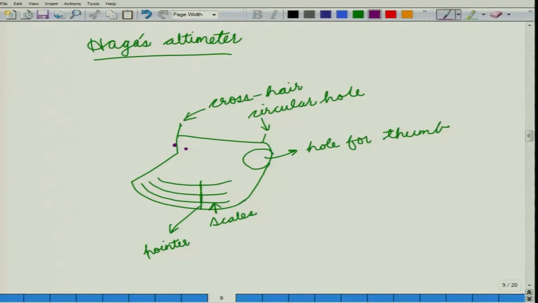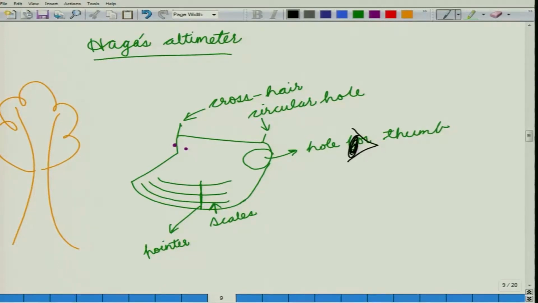Now, how do you take the measurements? Suppose there were a tree somewhere, you need to observe the top of the tree from this side. Suppose this is your eye. You need to ensure that any point that you need to measure, suppose this is the point you are trying to measure, this point, the crosshairs, the circular hole and your eye, they all have to be on the same line.